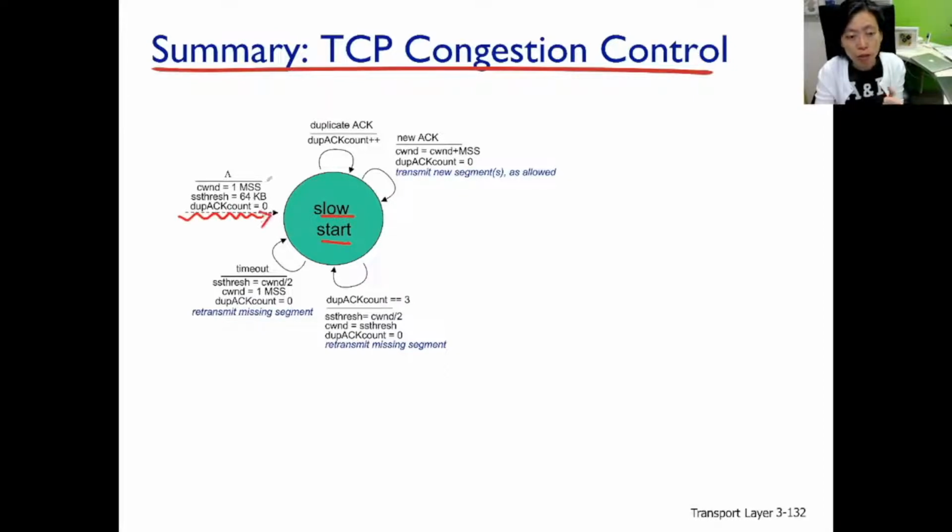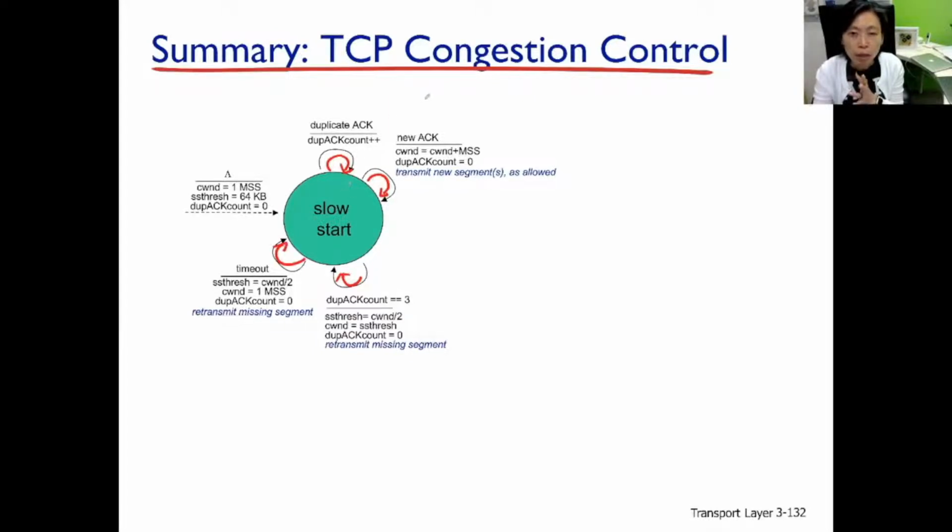The initialization transition here is actually initializing the congestion window size to 1 segment, and then initializing the SS thresh to 64 kilobytes. I think this number could differ from operating system to operating system, and then initializing the duplicate ACK count. All right, so that was clear. Let's move to the normal transitions. There are 4 of them.